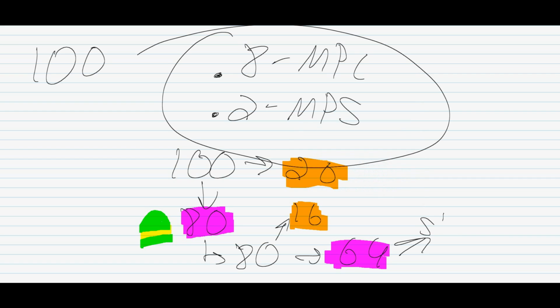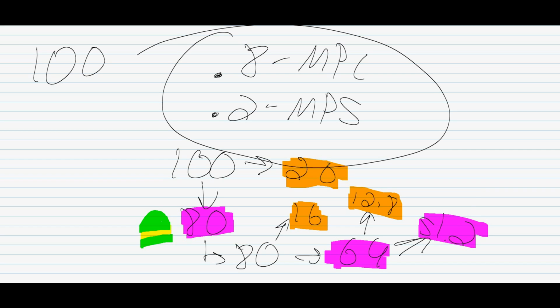51.2. So they're going to spend 51.2, and they're going to save the remaining, what's that? 8.8 plus 4, 12.8. So they're going to save that 12.8, which is 0.2 of 64, and they're going to spend this $51.2.